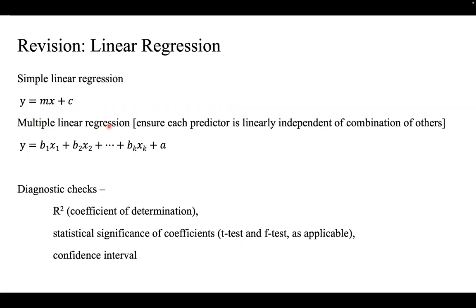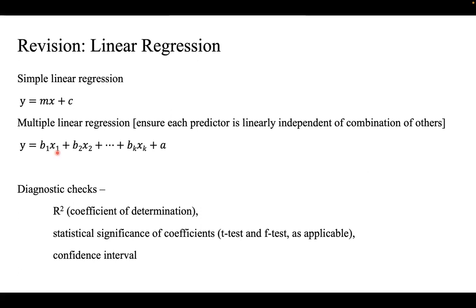And in case of multiple linear regression, you can have multiple predictors. So here x1, x2 until xk, and y is going to be the outcome. One important aspect about multiple linear regression is that each of these predictors, each x1, x2, until xk, should be linearly independent of each other and also of the combination of others, right? So x1 should not be 2 times x2 plus x3. This thing should not be there. So this leads to multicollinearity.